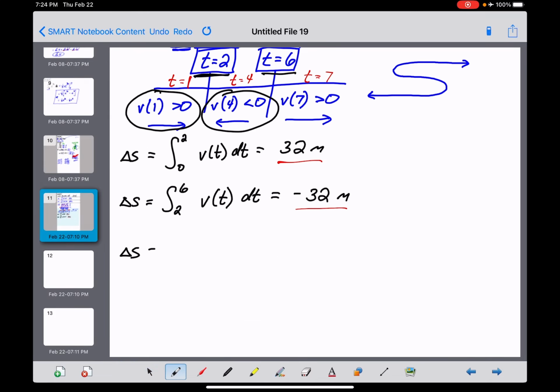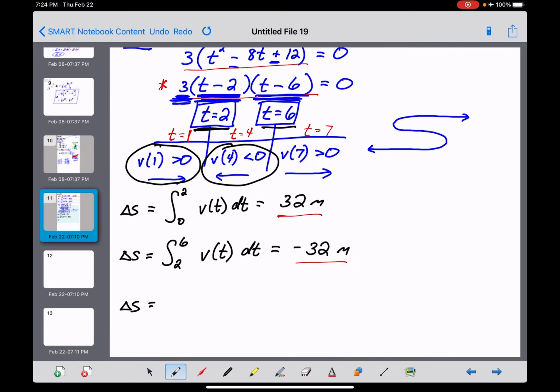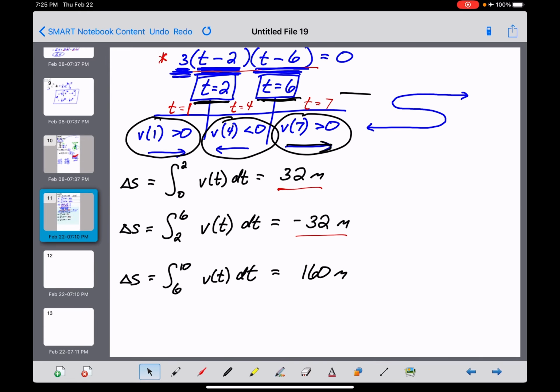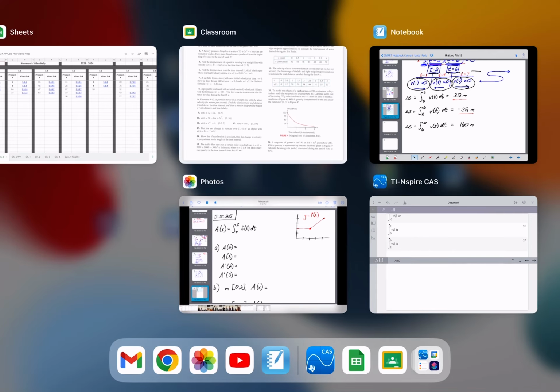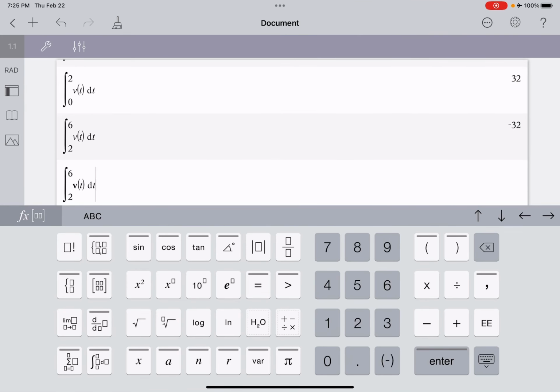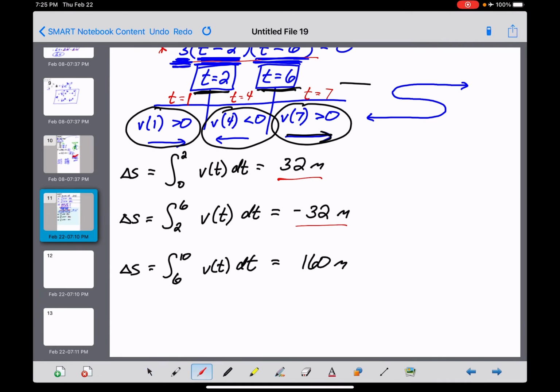The displacement now on the third and final leg of this journey, which is right here from 6 to 10, well, we know this is taking us to the right now. So this integral from 6 to 10 of v of t dt is definitely going to have to be positive. And I have a funny feeling that it's 160 meters if I'm remembering an earlier answer correctly. But let's pretend we didn't know that. Okay, so one more time, I'm going to steal my last integral right here, change that lower limit of integration to a 6, and that upper limit of integration to a 10. I hate being right all the time. And we got 160 meters for that third part.